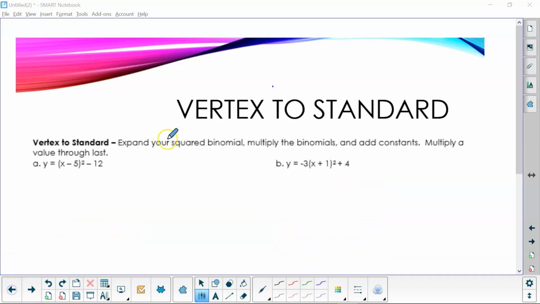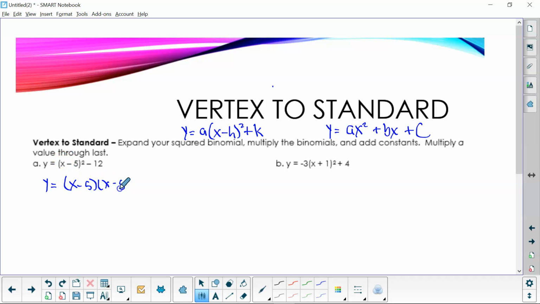We're going to convert vertex to standard, remembering that vertex form is y equals a times x minus h squared plus k, where h and k are our vertex, and standard form is y equals ax squared plus bx plus c. To go from one form to the other, we first are going to rewrite this as y equals x minus 5 times x minus 5 minus 12.